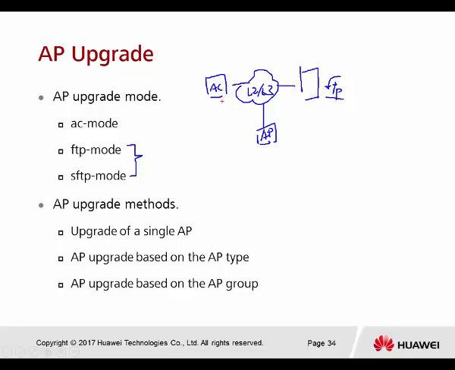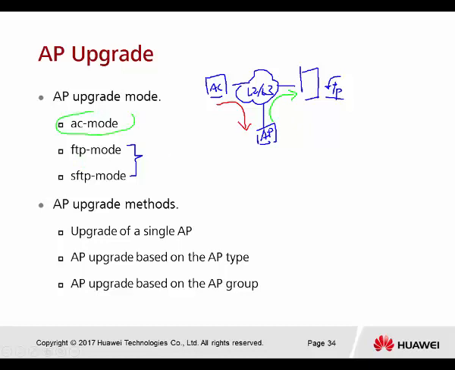So what I'm going to do here is the AC already has a configuration. After I press the commit button, they're going to order all the APs to download the system software from the FTP. So the AP is actually using a direct connection to the FTP here and downloading. Okay, that is the FTP mode.